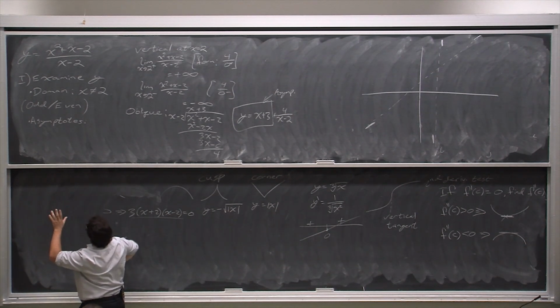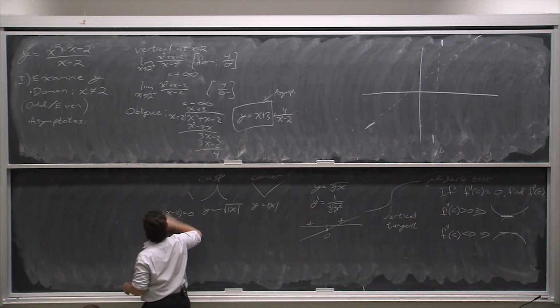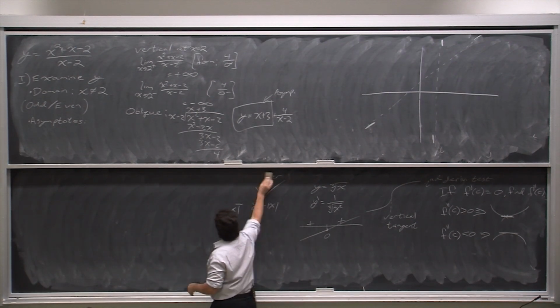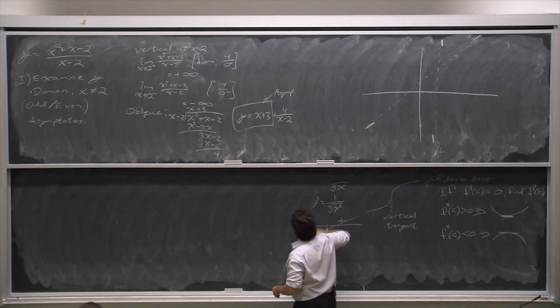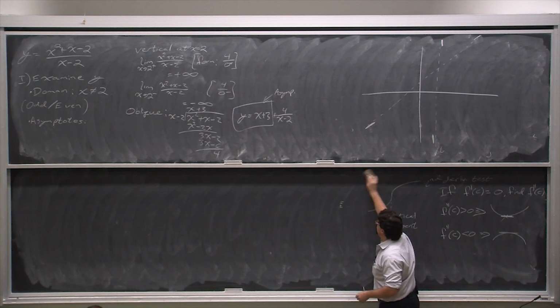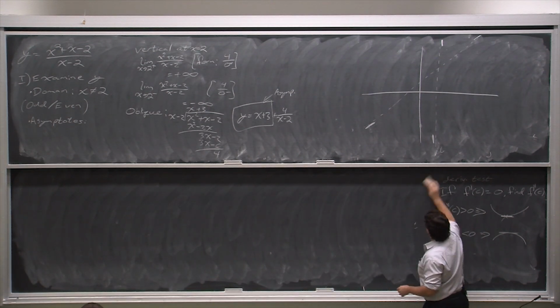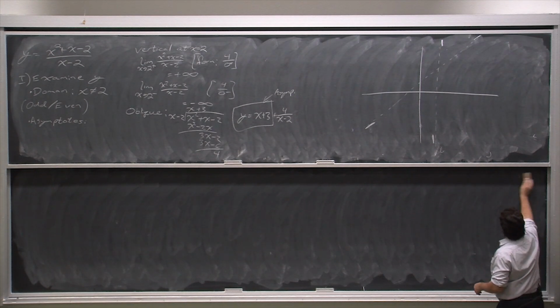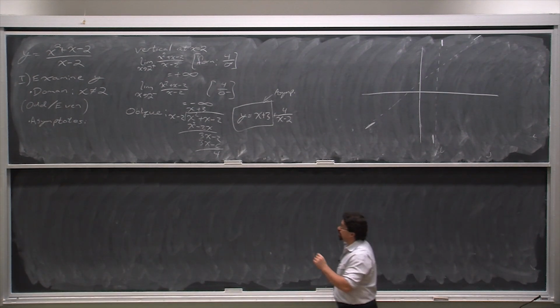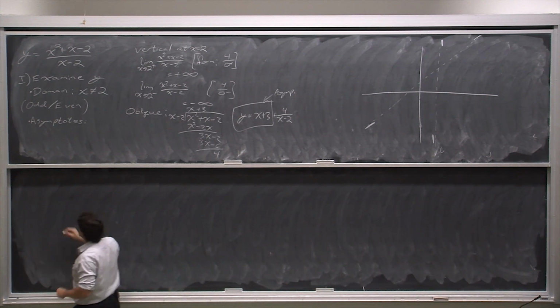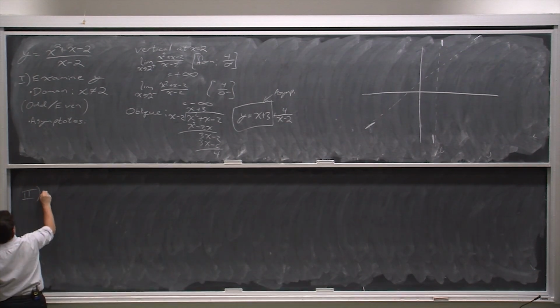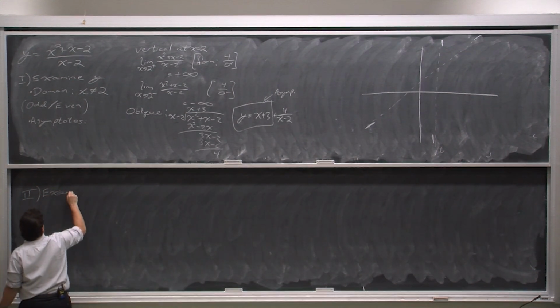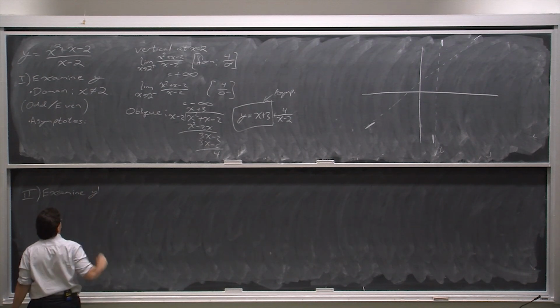So we are done with the first section. We're done with examining the values of the function itself. Now we need to add details about the first derivative and about the second derivative. So those, surprisingly, are going to be parts 2 and 3. Examine y prime.